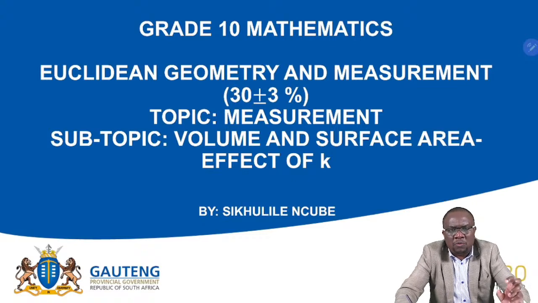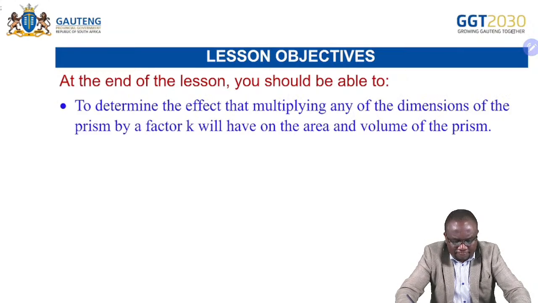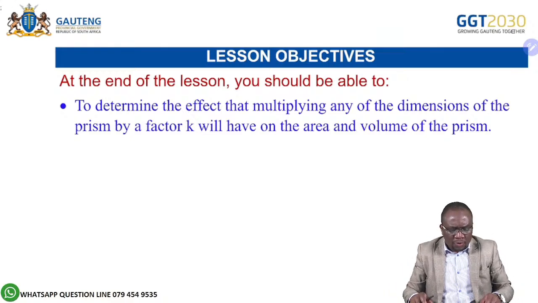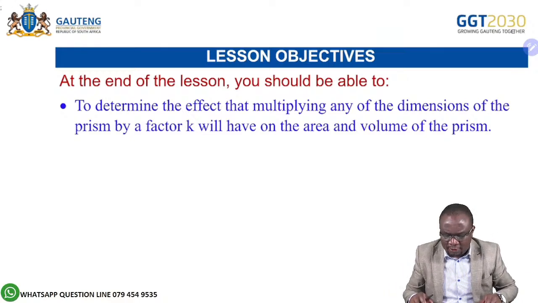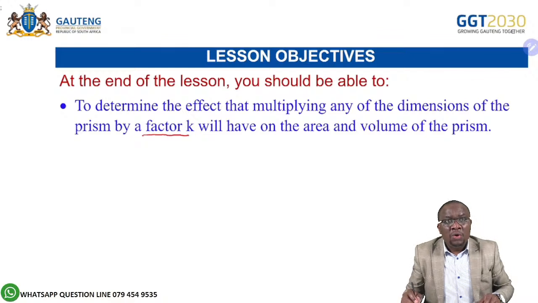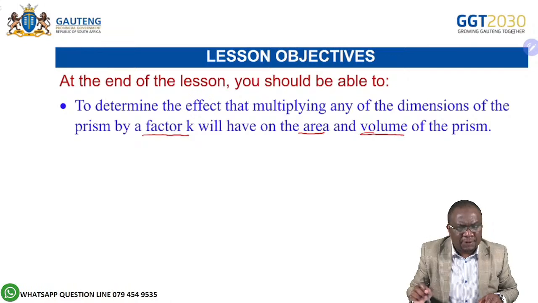We're going to use one prism for this because we want to see the effect of K. At the end of the lesson, you should be able to determine the effect that multiplying any of the dimensions of the prism by a factor K will have on the area and volume of the prism.